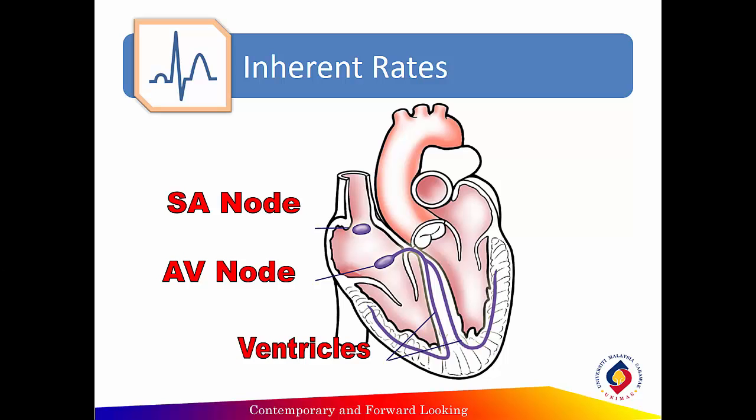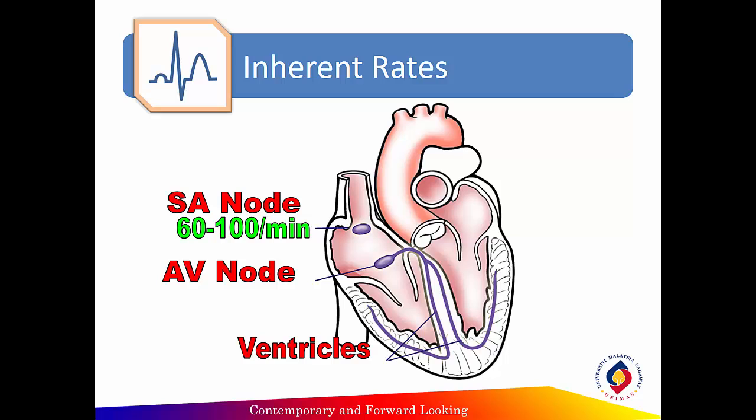When the SA node plays the pacemaker role, its inherent rate causes the heart to beat at a rate of 60 to 100 beats per minute. If the rate falls below 60 beats per minute, this is called bradycardia, while if the rate goes above 100 beats per minute, this is called tachycardia.